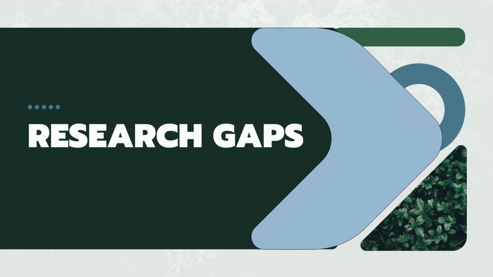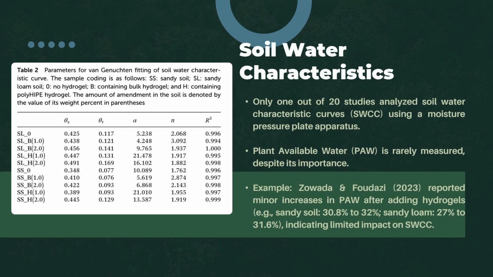Another important thing is the research gap. First, soil water characteristics. Only 1 out of 20 studies analyzed the soil water characteristic curves using a moisture pressure plate apparatus. The plant available water is rarely measured despite its importance.